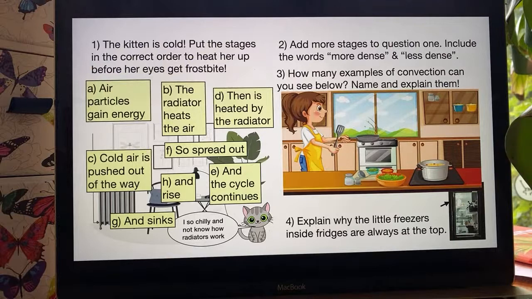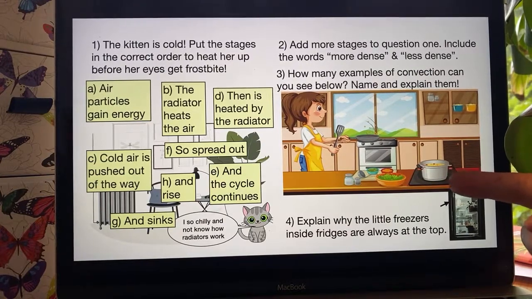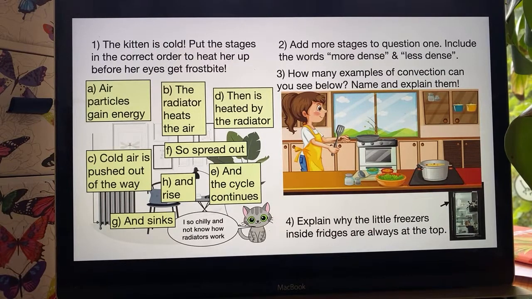Question 3, you've got a picture here of somebody tossing some stuff in a pan by an open window, and there are clouds and fields outside, and pans on the shelf, and some salad in a bowl, and another hob which has a pan of something on it, maybe soup. How many examples of convection can you see? Name and explain. And if you've got through all that, I need you to explain why the little freezers inside fridges are always at the top.